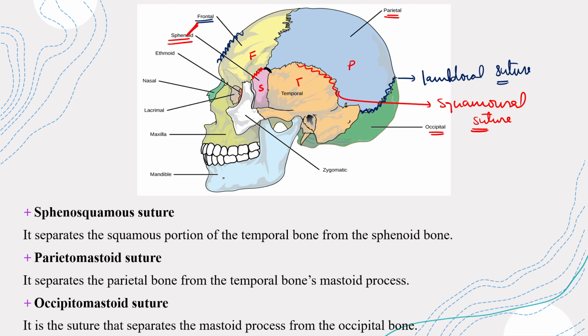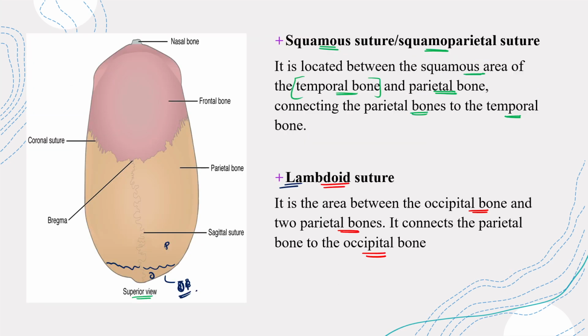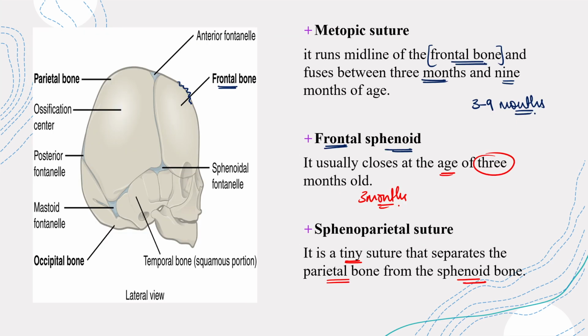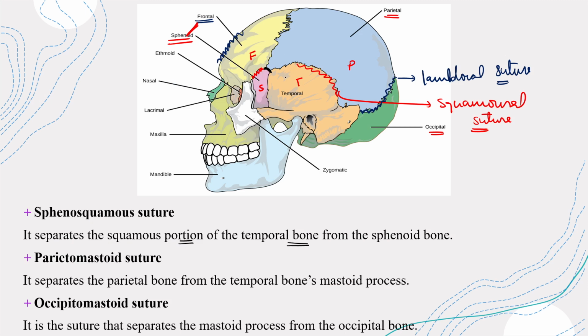Okay, next the spheno-squamous suture. It separates the squamous portion of the temporal bone from the sphenoid bone. The squamous suture separates your parietal bone from the temporal bone, so it is between the parietal and temporal. This is the spheno-squamous suture, in the sphenoid bone. This is your sphenoid bone, and this is your temporal and sphenoid.